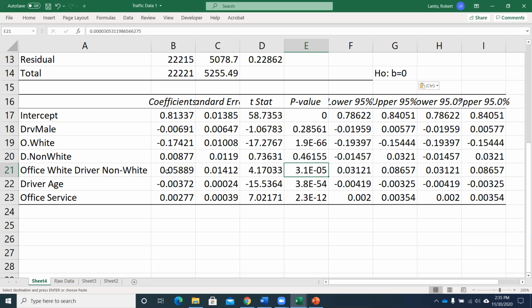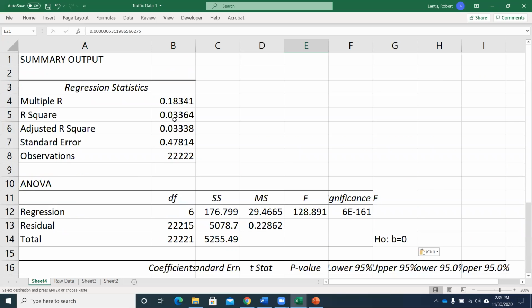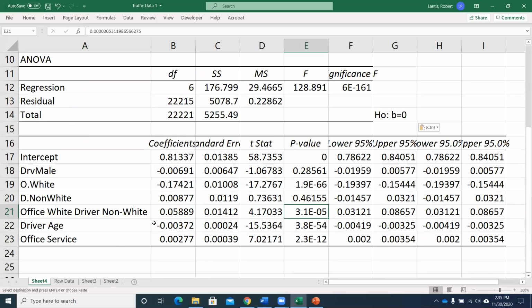If I'm the mayor, if I'm the head of the police, this is a problem, right? This is evidence that potentially there's some discrimination going on, right? Now, obviously, 97% of the variation is left unexplained, so we're missing a lot of important things here. But this should be at the very least a little concerning.